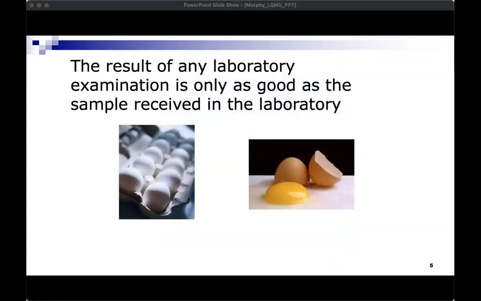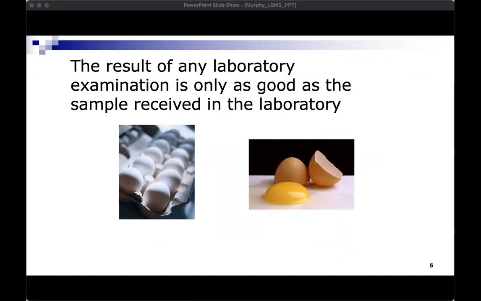So first, a really important concept to understand and remember is that any lab examination is really only as good as the sample that is received in the laboratory. So the quality that the lab produces really depends on the quality of the sample that it uses for testing. Any lab has to be really proactive about ensuring that the samples received meet all of the requirements needed to produce accurate results.